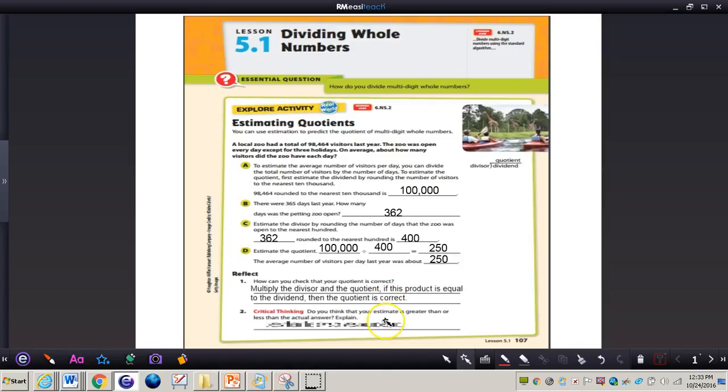So it says, do you think that your estimate is greater than or less than the actual answer? And we see less than, and the reason for that is the divisor was rounded up. Okay, so 362, we see that rounded up to 400. It's rounding up 38 times there to 400. So that's a quick way that you can use estimating to find quotients.